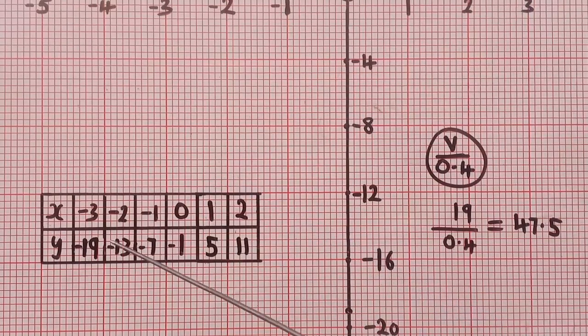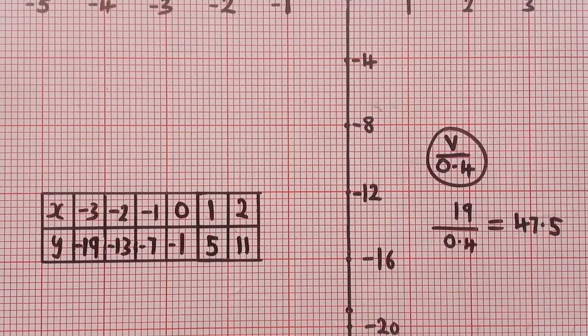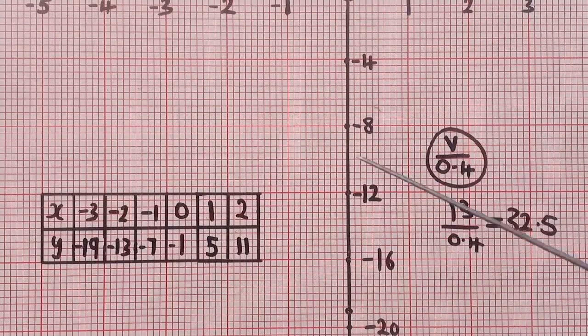Let's now locate this 13. Let's see what it turns out to be. Again, the value, this is 13, is going to replace this v so that we have 13 over 0.4. It is equal to 32.5, meaning count 32.5 small boxes from the origin. Wherever it ends, stop there. That is the location of this 13.